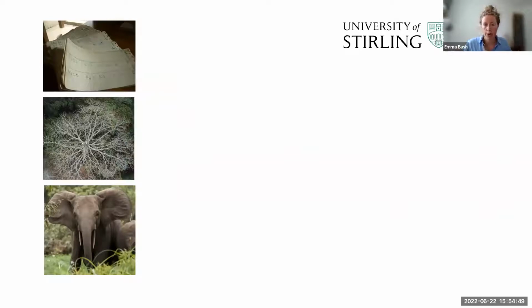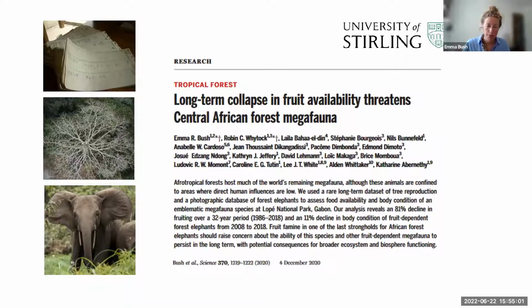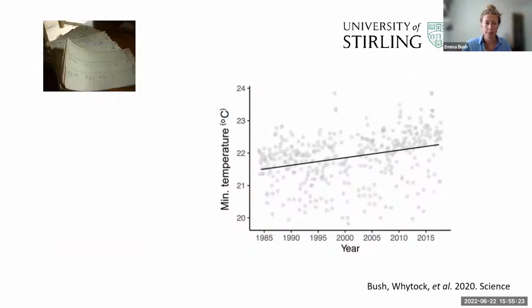So my work coming into this research group about 6 years ago was to bring together the weather data, the plant phenology data, and then working with colleagues such as Robin Whittock, we've brought together some new animal data sets as well. And in 2020, we published this paper, now we have 30 plus years of data, and we can look at these long-term trends. Unfortunately, as Caroline predicted, we are seeing a massive reduction in fruiting at Lopé, which we think is probably related to increased temperatures, and highly likely that fruit-dependent animals like elephants are already feeling the impacts of that.